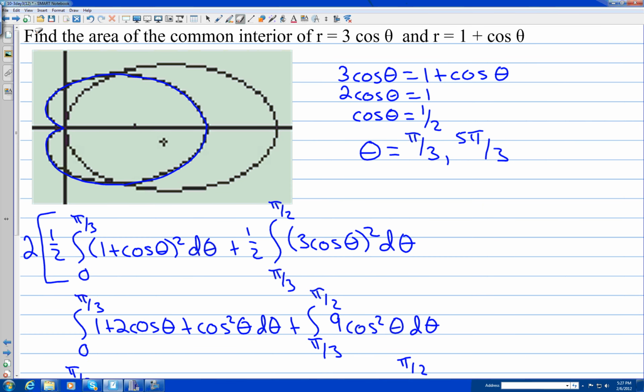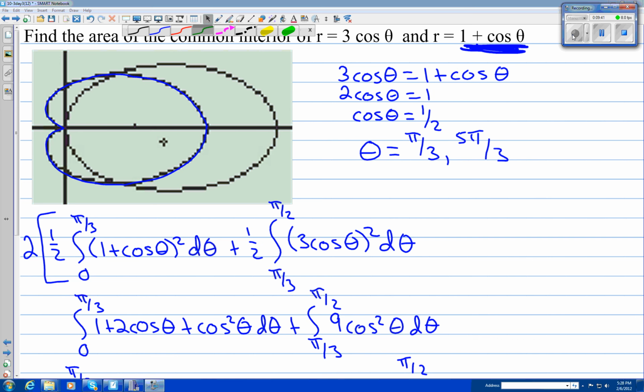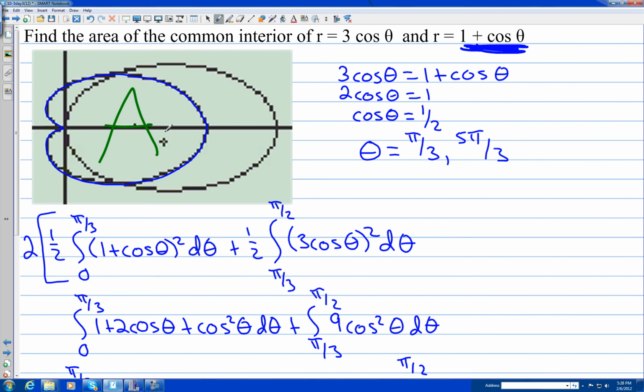In our last example, we have: find the area of the common interior of r equals 3 cosine theta and r equals 1 plus cosine of theta. So blue is this graph right here, 1 plus cosine of theta, the common interior. So let's see how we would get this area with our magic windshield wiper. Well, we want the common interior, so the area that we're looking for right now is in this area right here.